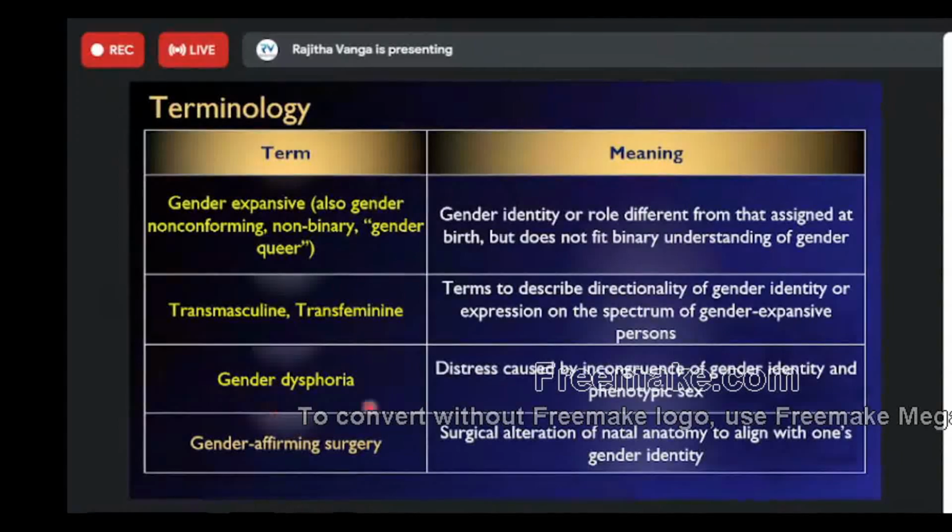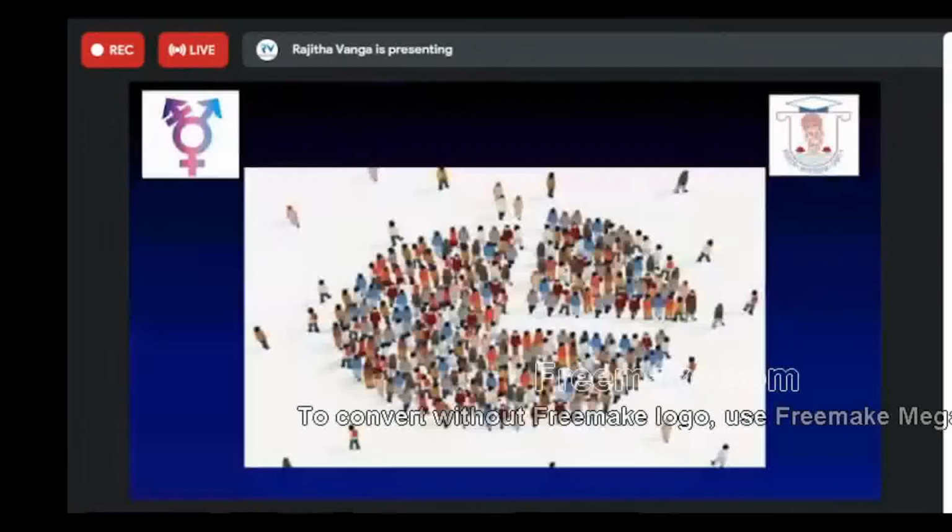And gender dysphoria is the psychological stress which a woman or a male undergoes during their transformation because of the incongruency of gender identity and phenotypic sex. And gender affirming surgeries are the surgical alterations of natal anatomy to align with one's gender identity.